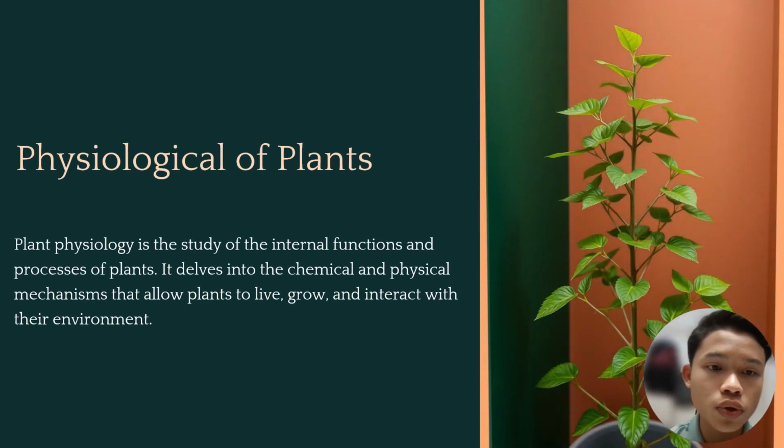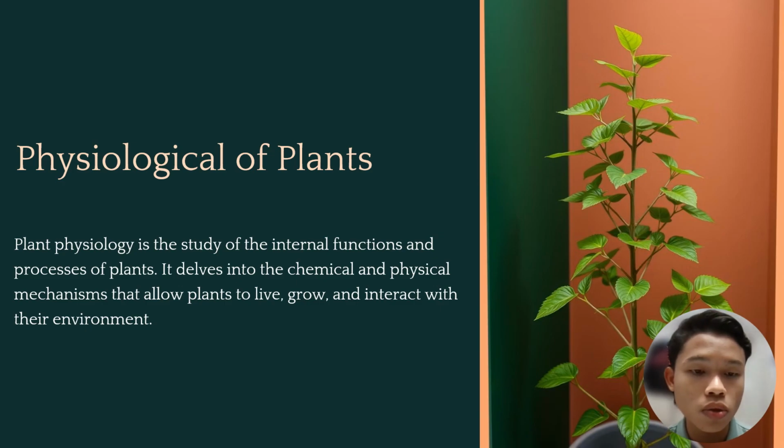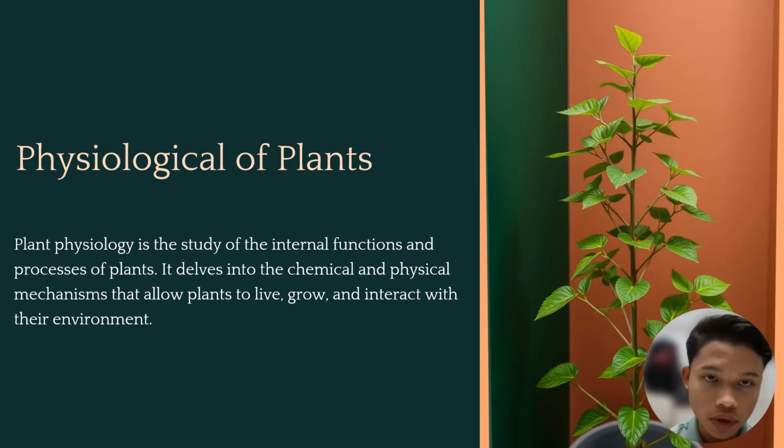Now I want to introduce the physiology of plants. Plant physiology is the internal function and process of plants. It delves into the chemical and physiological mechanisms that allow plants to live, grow, and interact with their environment. This includes processes like photosynthesis, when plants use sunlight to create energy, and how they transport water and nutrients throughout their bodies.